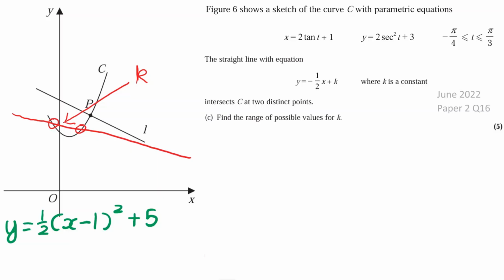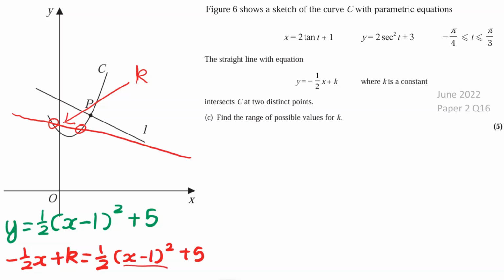Now, as we're dealing with points of intersection between this line here and the curve C, which we figured out in part B has this equation here, what we're going to do, because they're both equal to y, is equate these two equations to each other. So what we're going to say is that minus a half x plus k is equal to a half (x minus 1) squared plus 5. Remember, this is how we deal with points of intersection, and now we have an equation that only involves x. Okay, so let's simplify this.